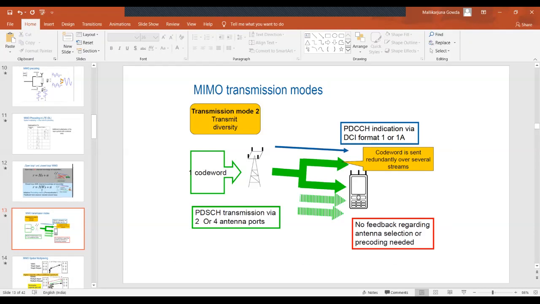Regarding transmission modes, I think I also spoke about transmit diversity with two antennas. The code word is applied here, and there will be multiple receive antennas. As for the channel used, for PDCCH transmission we have two or four antenna ports, and for the PDCCH indication we have DCI format 1A here.